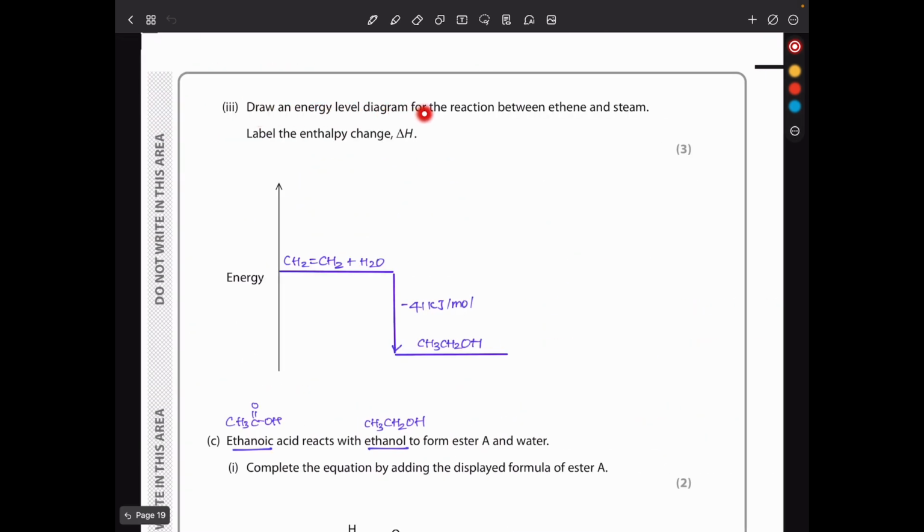Then draw an energy level diagram for the reaction between ethene and steam. They want you to label the enthalpy change. So the reactants were CH2 double bond CH2 plus water, and the product was ethanol. So since it's an exothermic reaction, the products are at a lower energy than the reactants. And then I showed the delta H for the reaction as well.